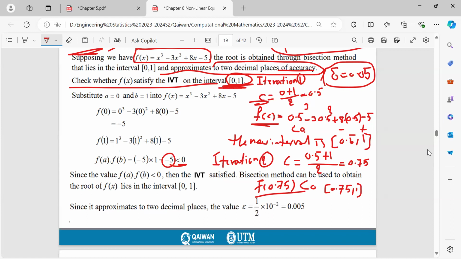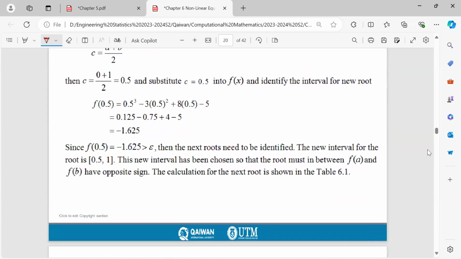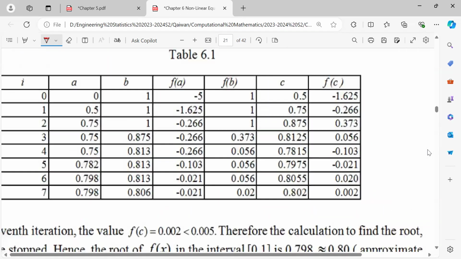We are going to continue until we get that f of C is less than this value, or the length of the interval is less than this value. We stop at that step. In the next steps also, it satisfies that condition.